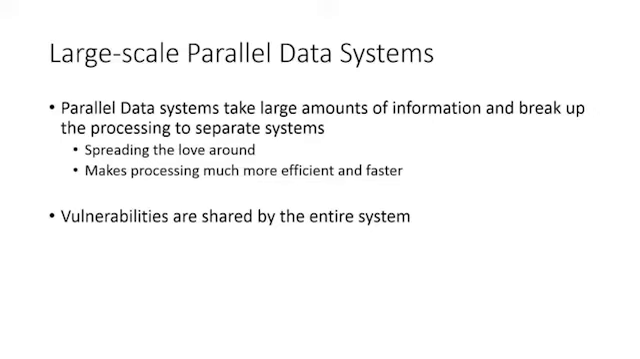Now we also have large-scale parallel data systems. Now these take large amounts of information, kind of like what we've been talking about, but they break it up. They break up the processing of this information to separate systems. They're like spreading the love around, right? I've got a big task to do, but if I can get some help, and you can help, and they can help, and you can help, we can do it faster, right? It's more efficient. It's quicker for us on the back end. We see those math problems all the time, right? If John can dig a 2-foot hole in 1 hour, how fast can John, Mark, Steve, and Larry dig the same hole, right? 20 minutes or whatever. Same thing here, parallel data systems.